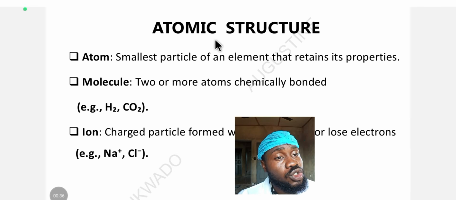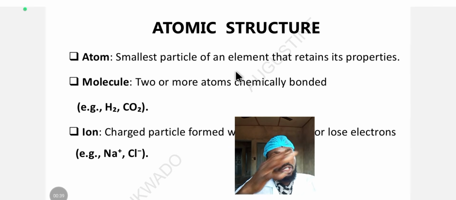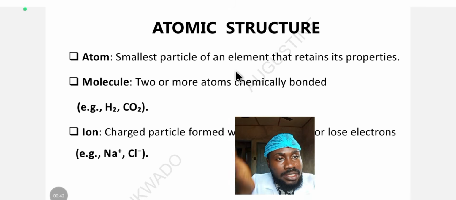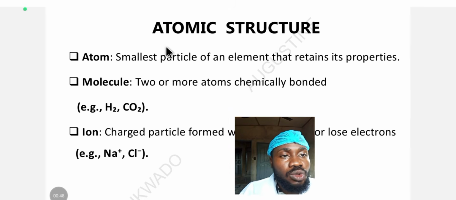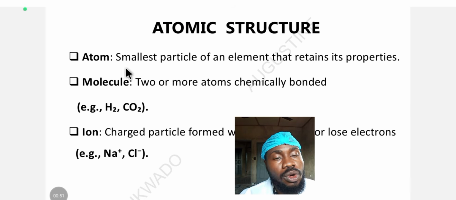And what is atomic structure? It's the structure of an atom, what an atom comprises of structurally. So, the first concept under atomic structure is the atom. First of all, we have to understand what an atom is.